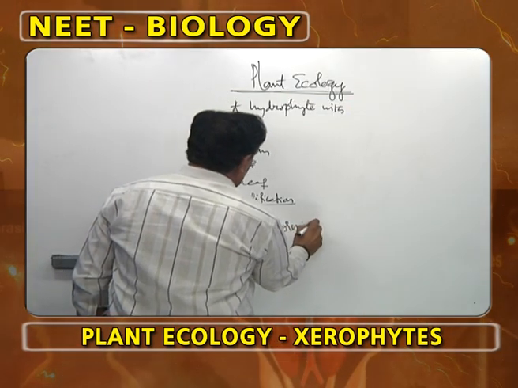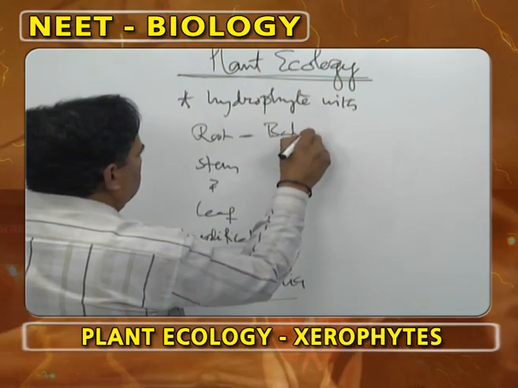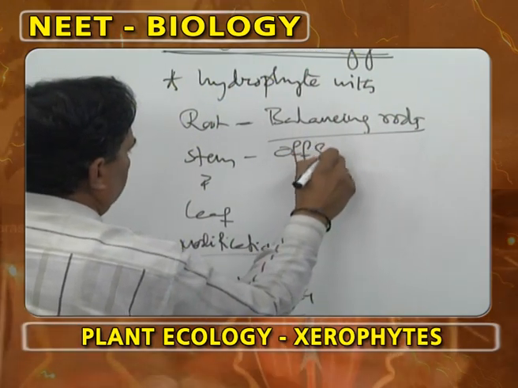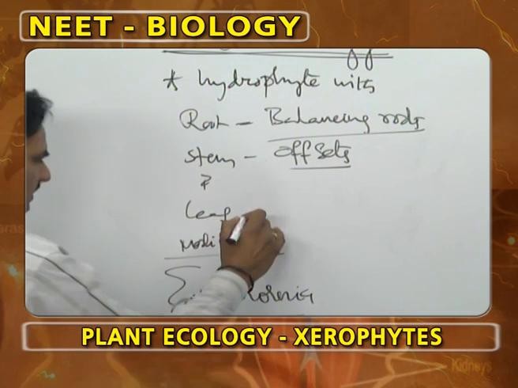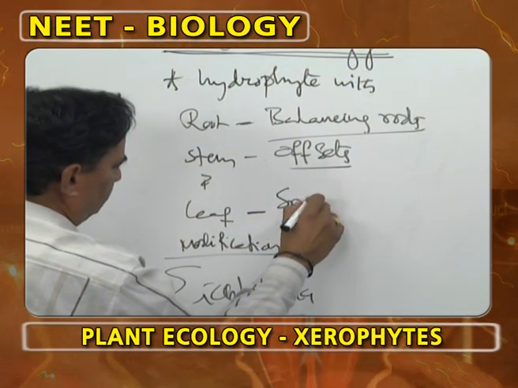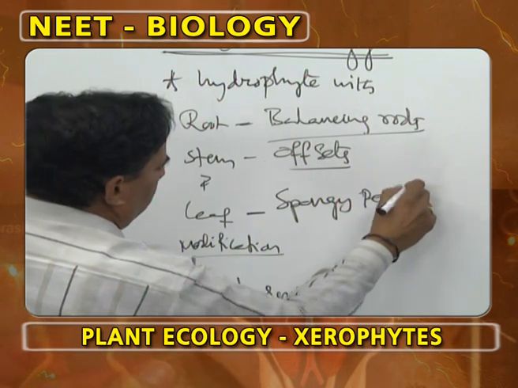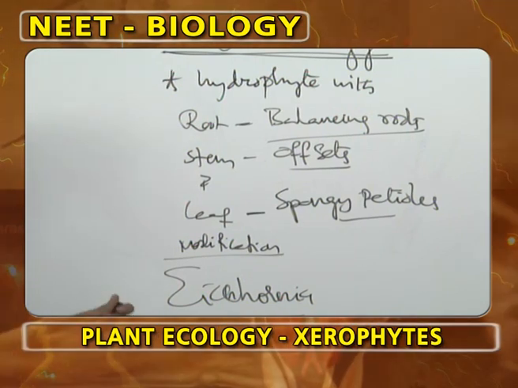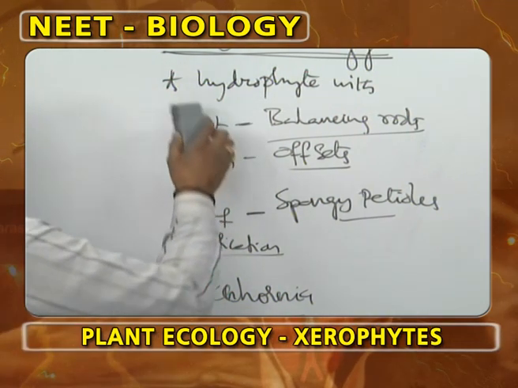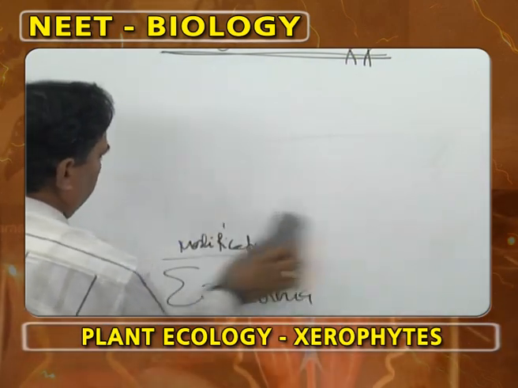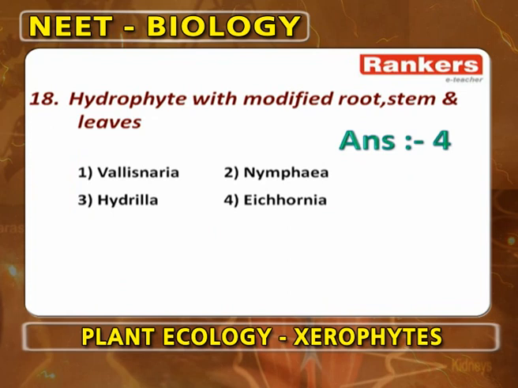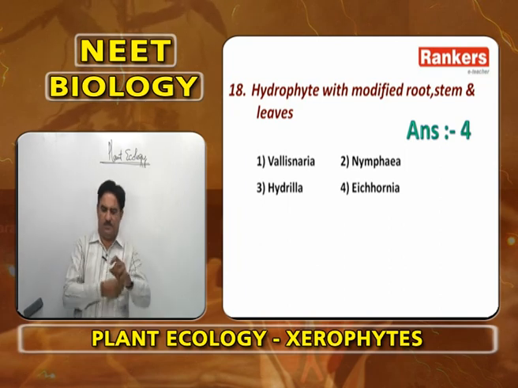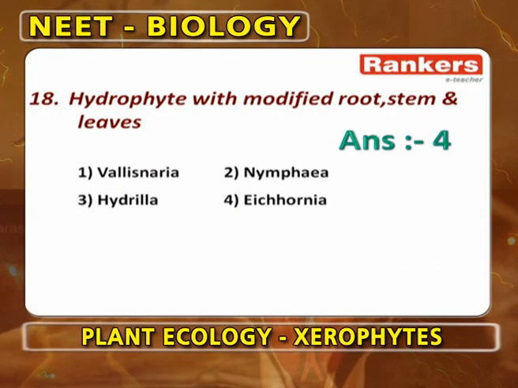Why Eichhornia? Because in Eichhornia roots are modified into a bunch of balancing roots. Stem is modified into special structures called offsets. Leaf is modified in such a manner that it shows spongy petioles. So, Eichhornia shows root, stem and leaf modification. Hydrophyte with root, stem and leaf modification is Eichhornia, fourth option.